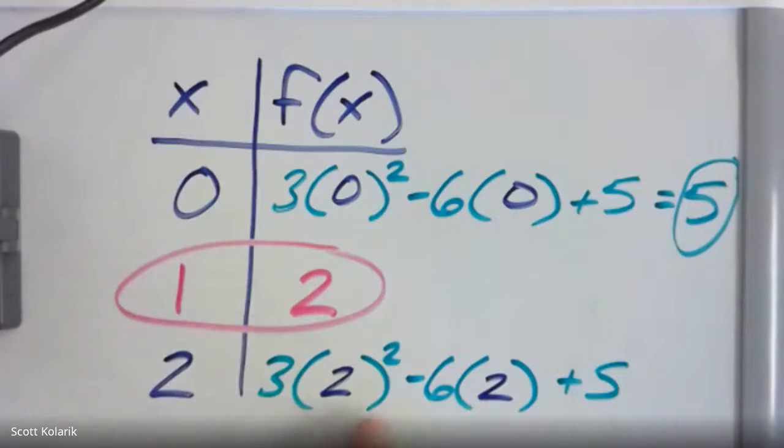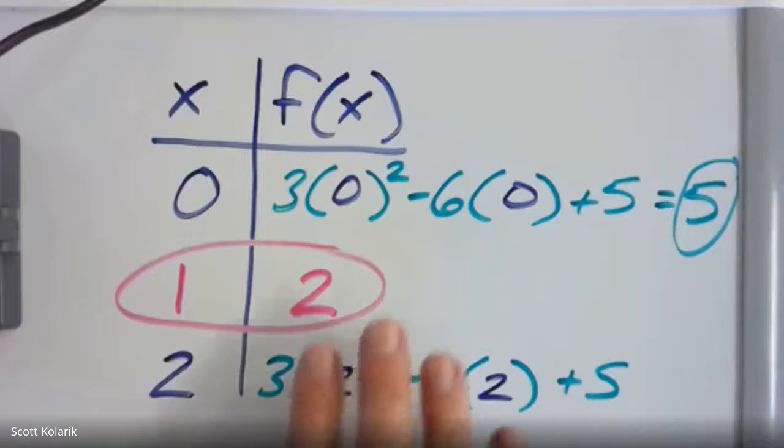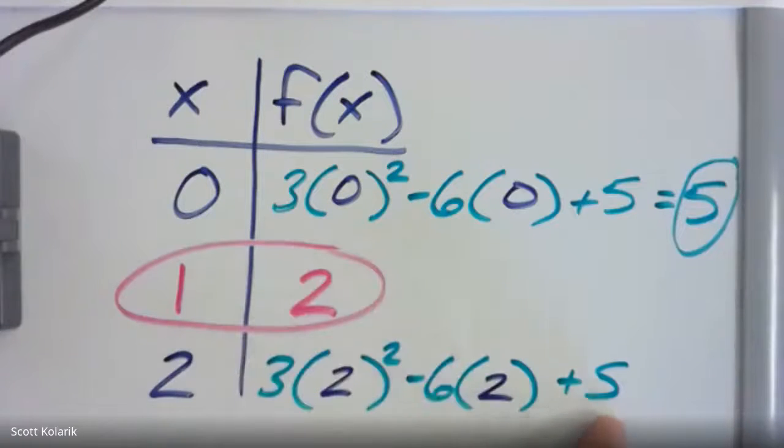So for this one, 2 squared is 2 times 2, or 4. 3 times 4 is 12. So this first term is going to turn into 12. Negative 6 times 2 gives me negative 12. So I'd have a positive 12 here, negative 12 here. They're going to end up canceling each other. Positive 12 minus 12 gives me 0. And now I have plus 5 at the back end. What do you know? It ends up matching the other value.